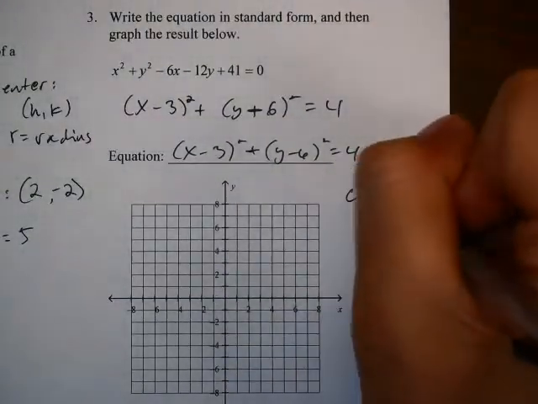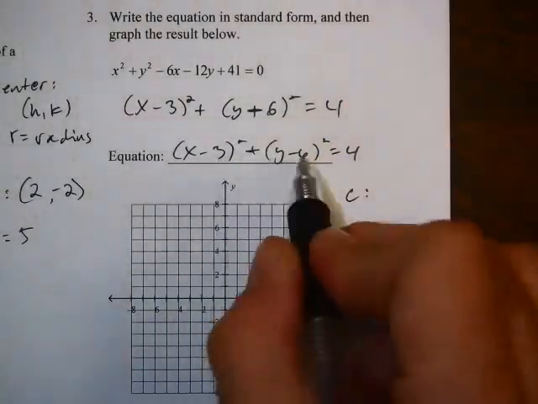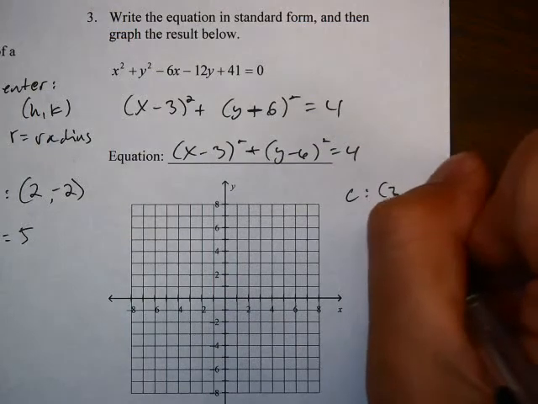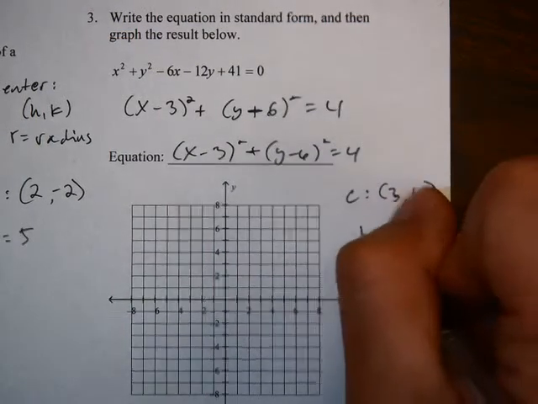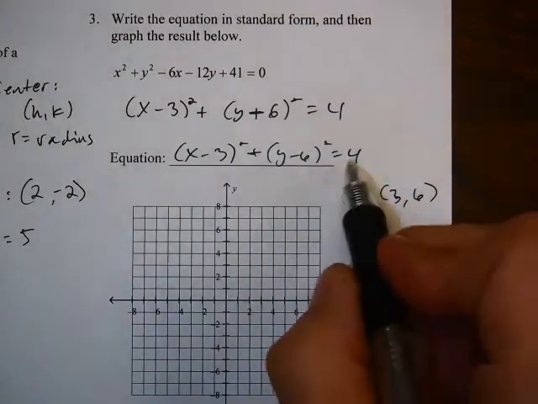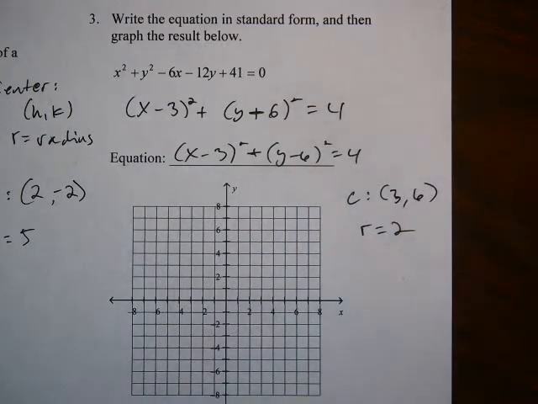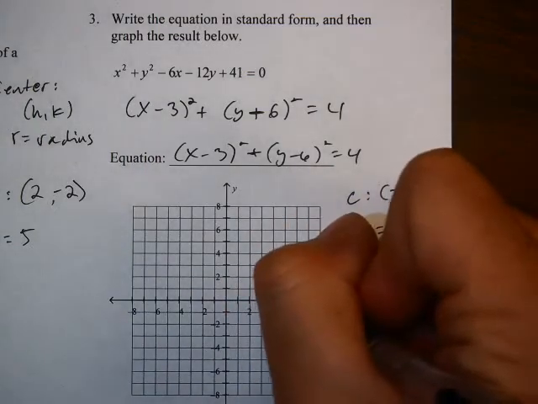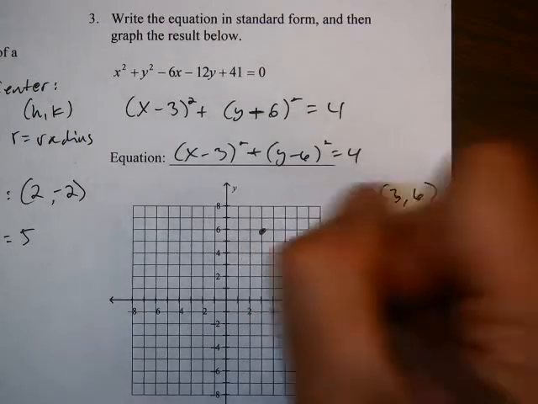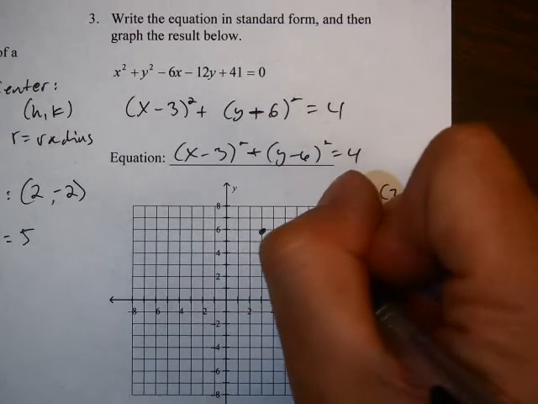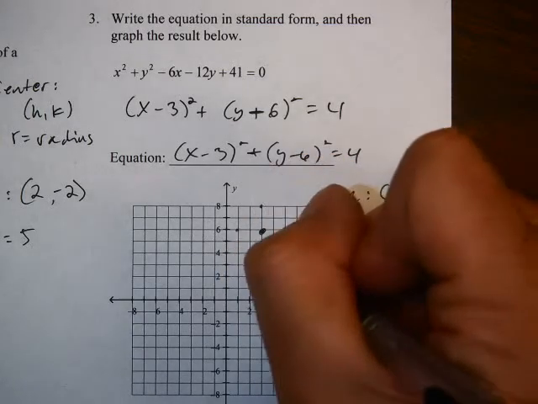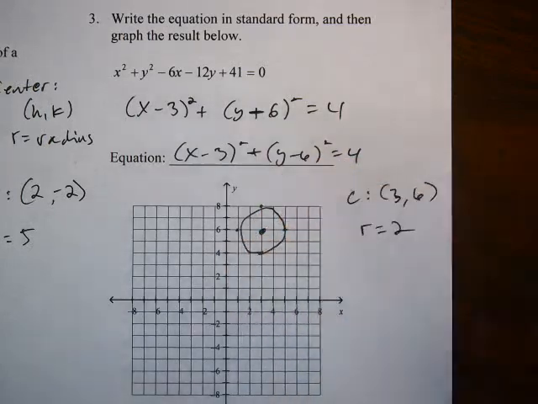So now I've got my equation. My center, opposite of these numbers, gives me a positive 3 for the x-coordinate, positive 6 for the y. The radius, the square root of 4, is 2. 3 and 6 is there. Radius of 2 all the way around. And there is my graph of my circle in number 3.